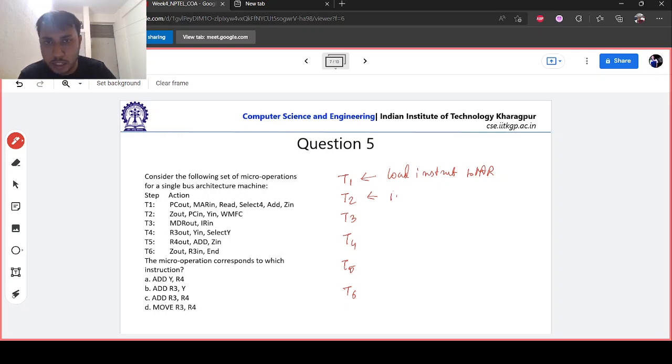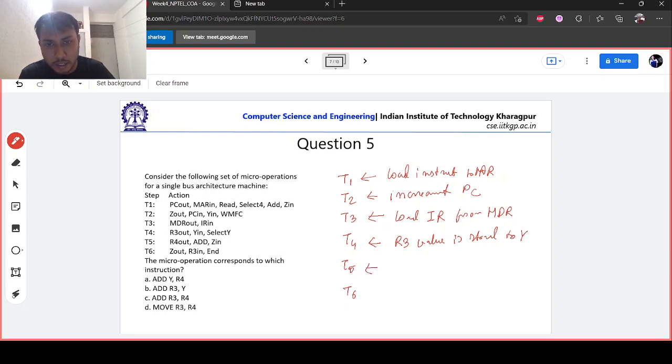T2 does is increment the program counter. T3 loads IR from MDR. T4 does is R1 R3 value is stored to Y.